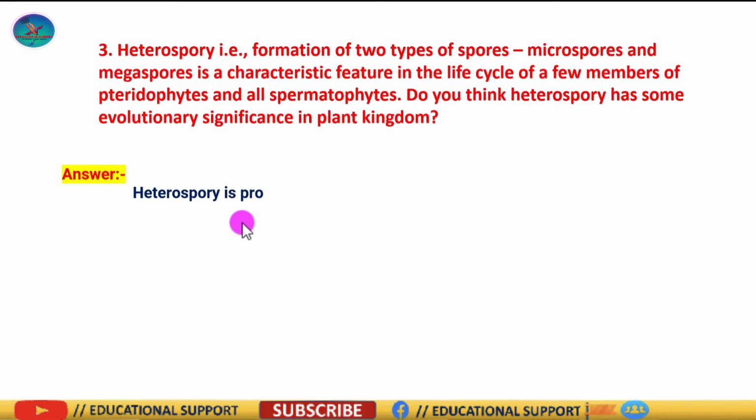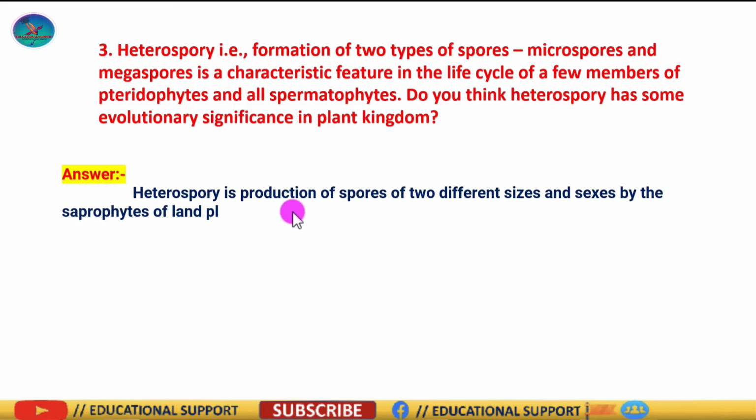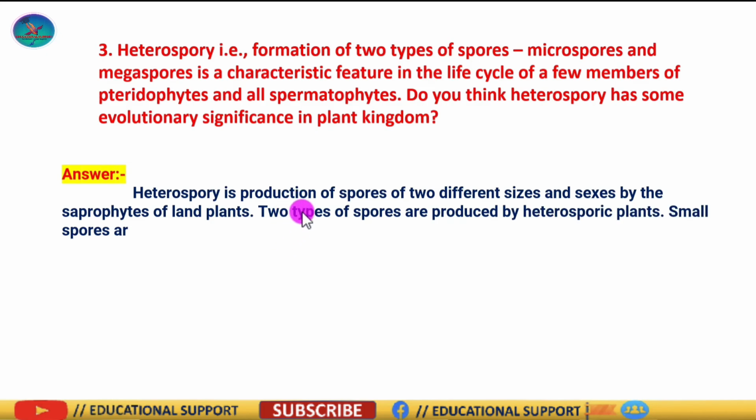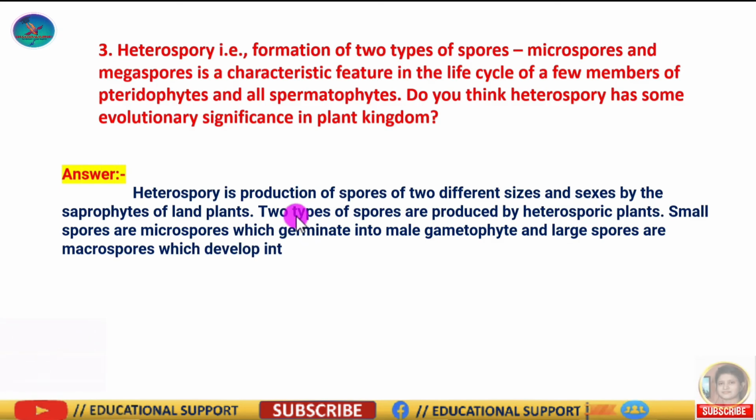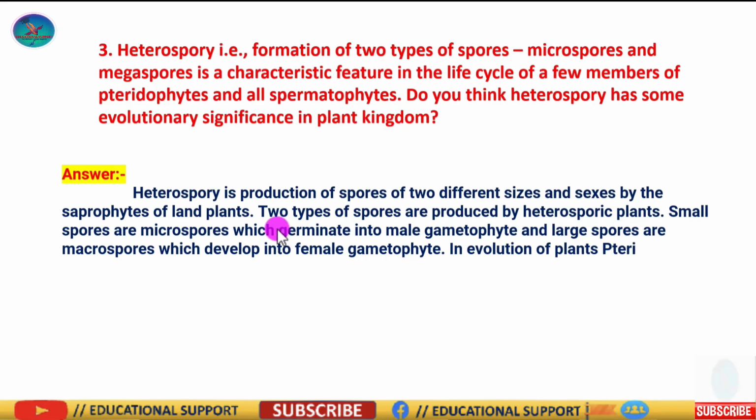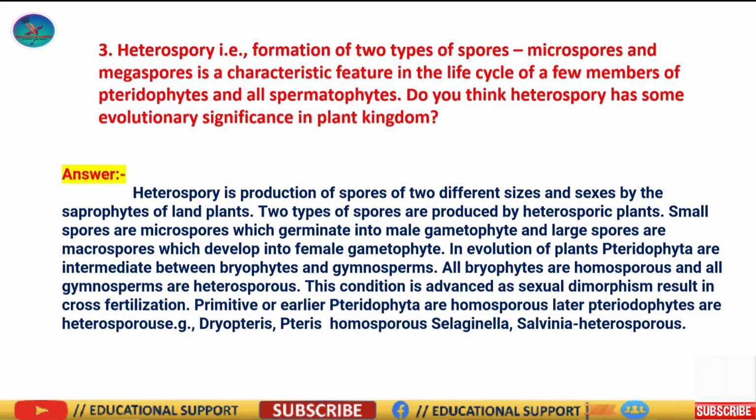So plants which produce two types of spores are called heterosporous. You know very well, two types of spores are produced in heterosporic plants. Small spores are microspores, which germinate into male gametophytes, and large spores are megaspores, which develop into female gametophytes. So therefore heterospory obviously has evolutionary significance in the plant kingdom.